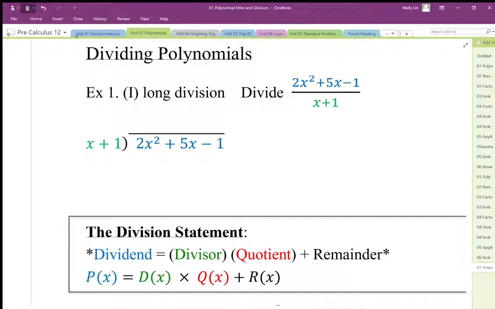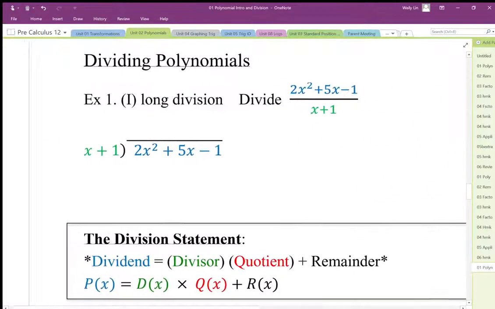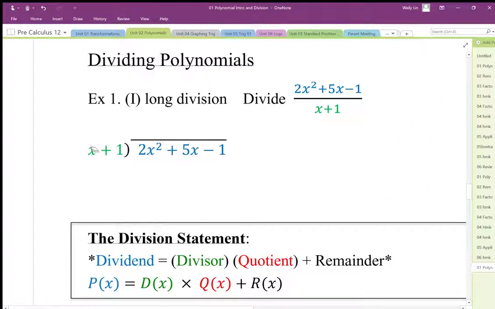And to do this, we ask ourselves this question: what number times x equals 2x squared? Just like what we did here, some number times 11 gives us a number closest to 12. In that case, it was 1. Here, what's the number that gives us closest to 2x squared? Well, if I do 2x times x, I end up with 2x squared. But I have to remember I'm multiplying this whole thing, so it's 2x times x, 2x times 1, so I get plus 2x. Notice that the place values, or the powers, will line up if I do this properly.